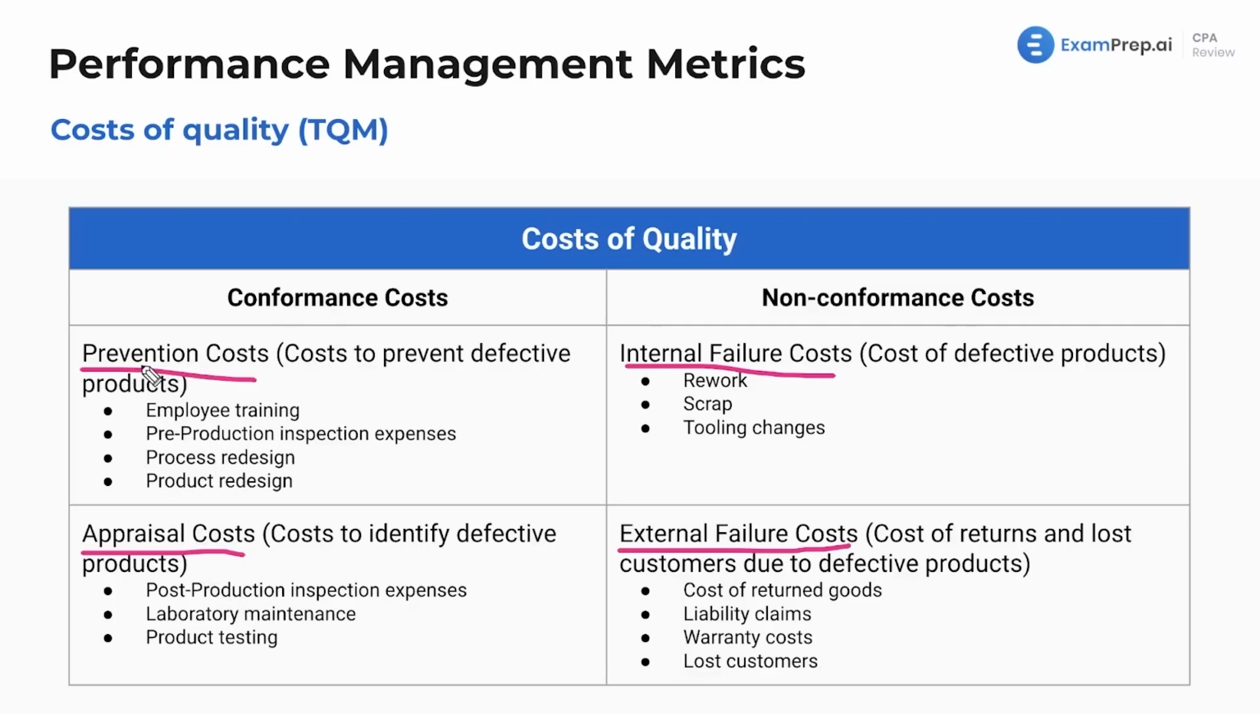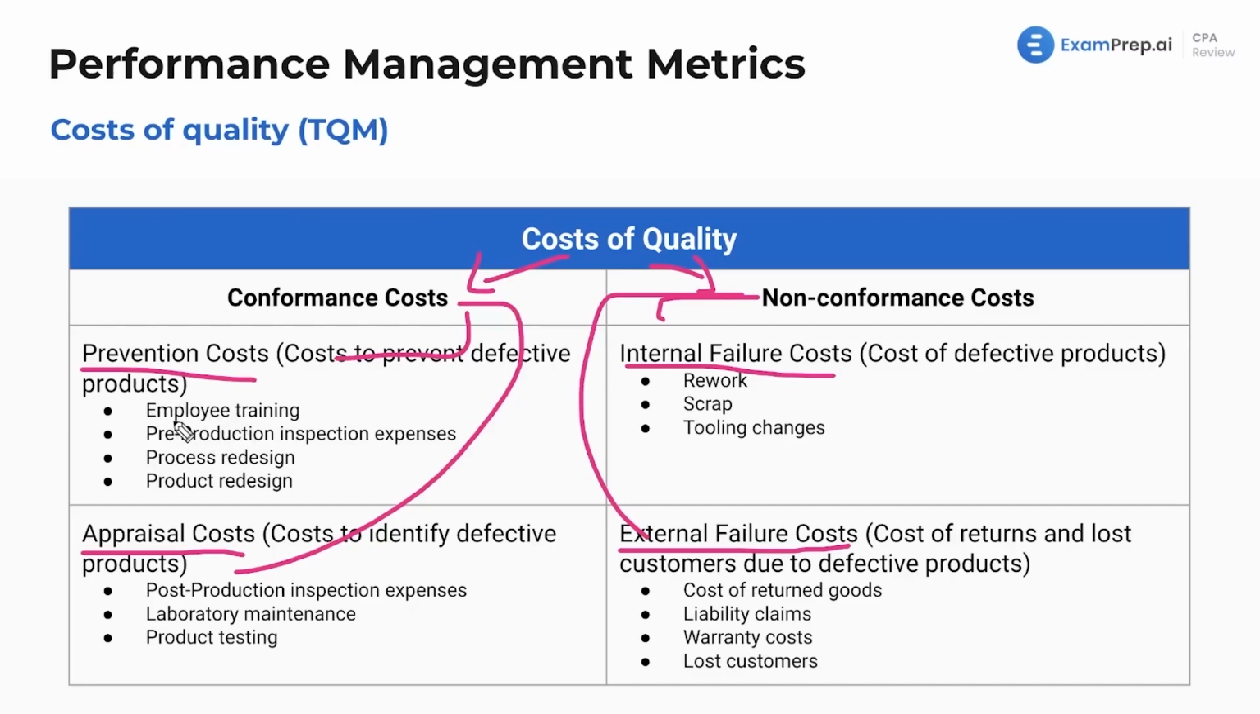So you need to memorize that prevention and appraisal both equal conformance. Internal failure and external failure are both non-conformance. And all of these together are the costs of quality. So pretty big formula. Again, cost of quality equals these two. Conformance is A, B. Non-conformance is A and B. Then obviously memorize all of these in between. These are either pretty straightforward or kind of just memorize them. I'll just tell you that.